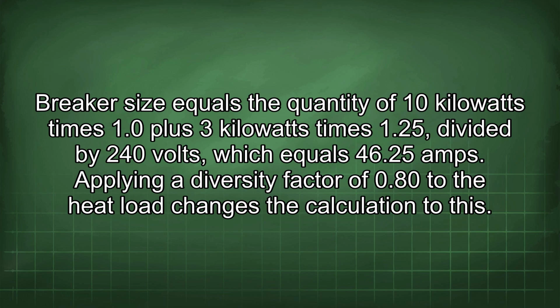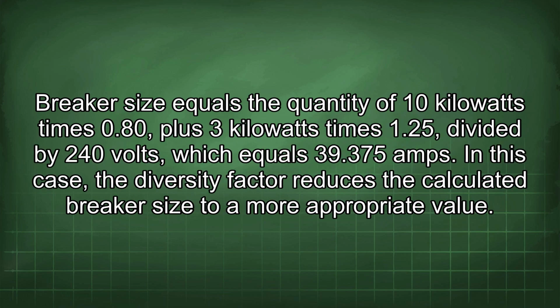Applying a diversity factor of 0.80 to the heat load changes the calculation to this. Breaker size equals the quantity of 10 kilowatts times 0.80 plus 3 kilowatts times 1.25, divided by 240 volts, which equals 39.375 amps. In this case, the diversity factor reduces the calculated breaker size to a more appropriate value.